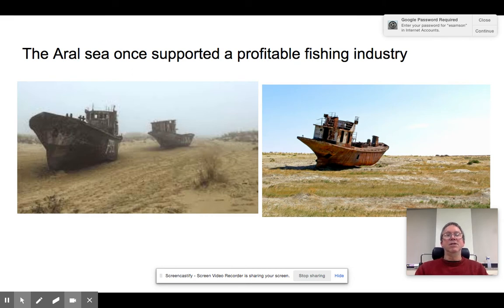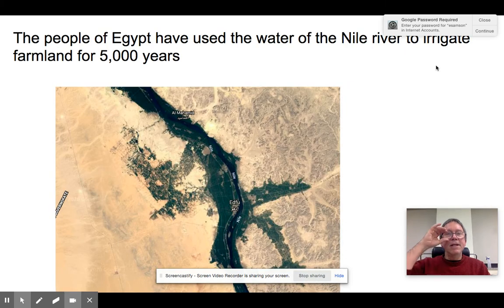Look at these images. This used to be an inland sea with fisheries, and we had these fishing boats, and now they're just sitting out in the middle of essentially a desert that was formed by the removal of all the water from the rivers leading into it. And let's talk about Egypt.